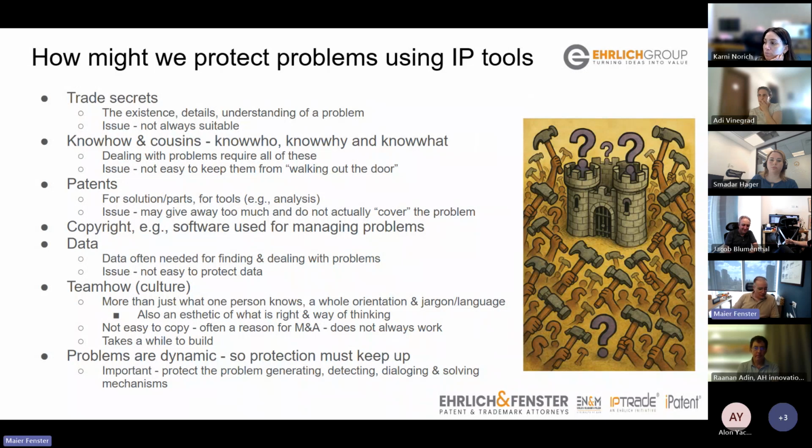In any case, problems are dynamic, the world is dynamic, so the way that you're protecting your problems also needs to be changed. And in particular, you want to protect the mechanisms that you use that have to do with the dynamics of problems. How do you generate them? How do you detect them? How do you talk to them? And so on.